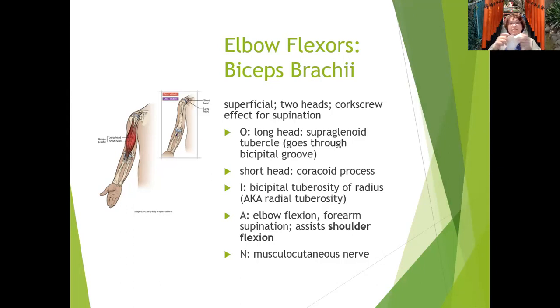And then the distal insertion, they're both on the radius. So they're on the bicipital tuberosity of the radius, also known as the radial tuberosity. So even though it has a huge effect on the humerus, it doesn't actually attach anywhere on the humerus. Pretty interesting, right? So it assists in shoulder flexion.